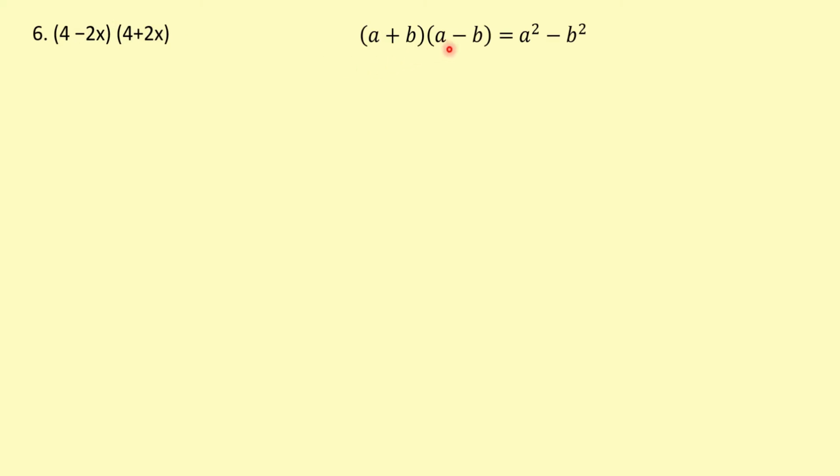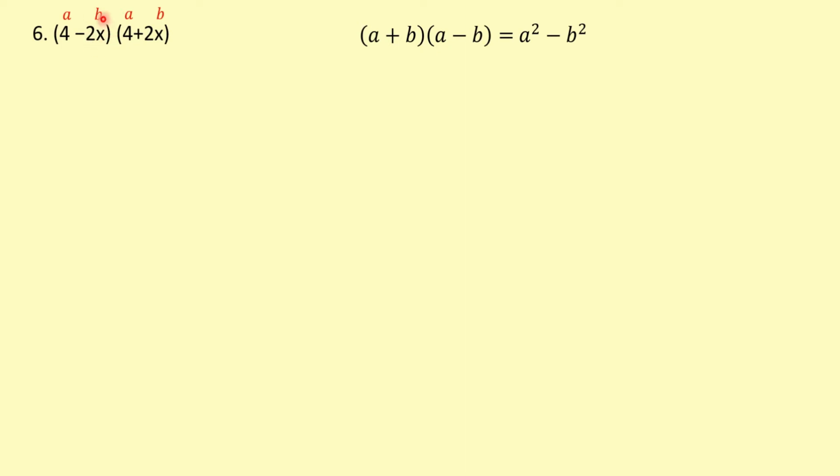gagamitin lang natin tong formula. Although magkaiba yung kanilang pagka-arrange dito, nauna yung subtraction. Okay, the same lang yan, same lang yung formula na gagamitin natin. So simple lang, yung sagot lang dito is i-square lang natin ng first term minus squared nitong second term. So i-apply lang natin ito, yung A, B natin. So yung A natin is 4, yung B natin is yung 2x.